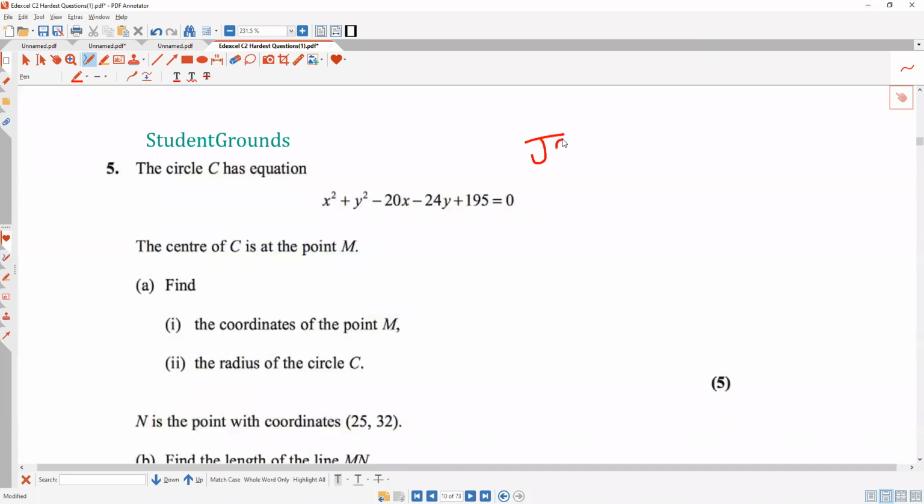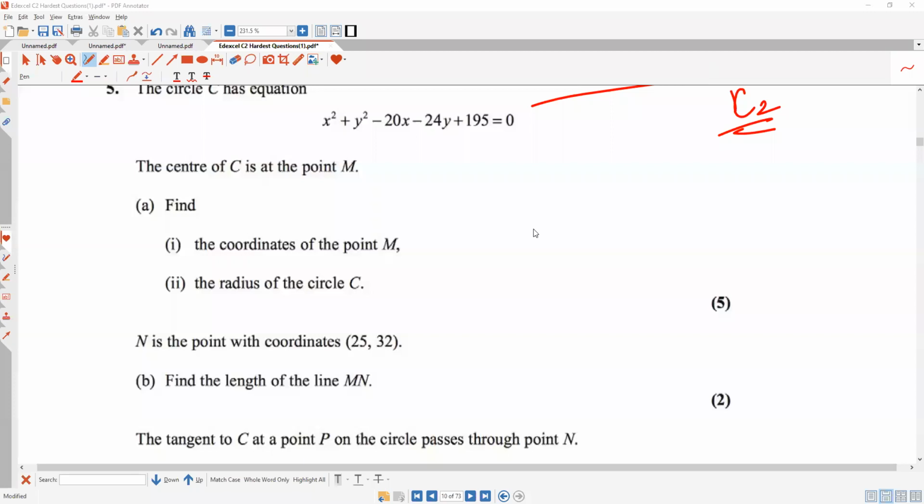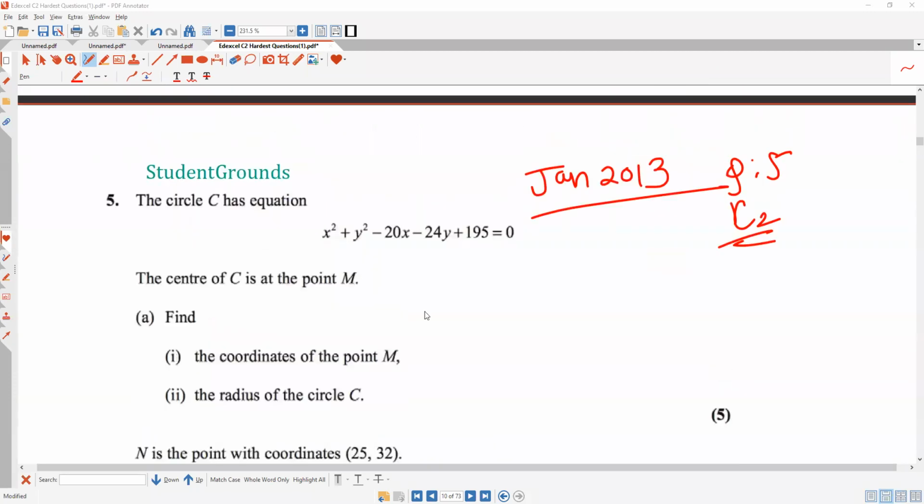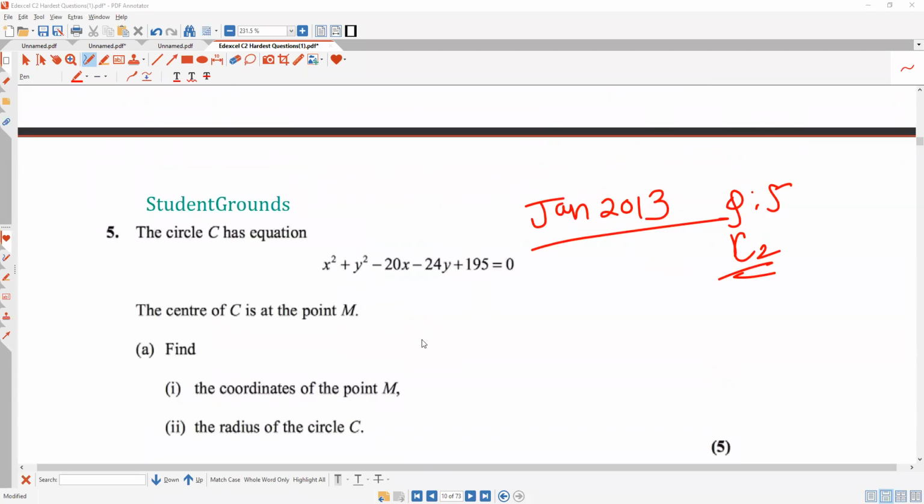Try doing this. Jan 2013, question number 5, please. C2. Try doing this on your own right now. At least finish the A part for me. A is 5 marks. Okay, so the A and B parts, you guys were able to do the A part. Can you guys repeat what you got?